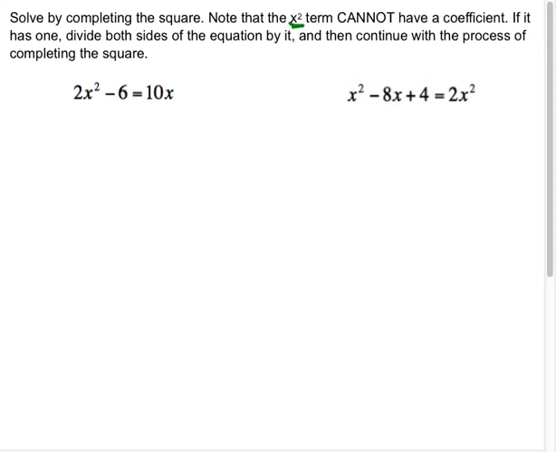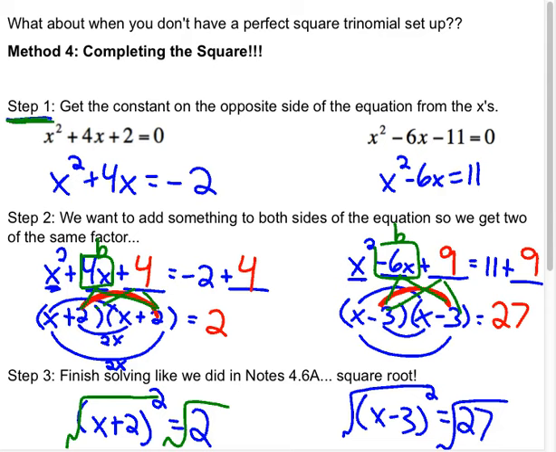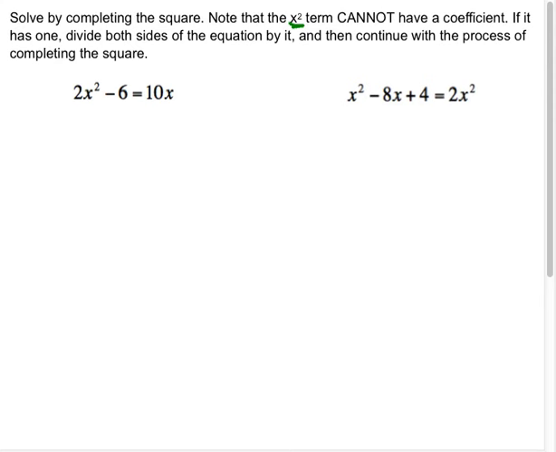What I want you to recognize is you can maneuver around these quadratic equations, because remember the first step was this: get the constant on the opposite side from the x's. So even if it looks a little bit different, you can still do that, right? So here, I want to get my x's together. So I subtract off that 10x, and then add that 6 over.